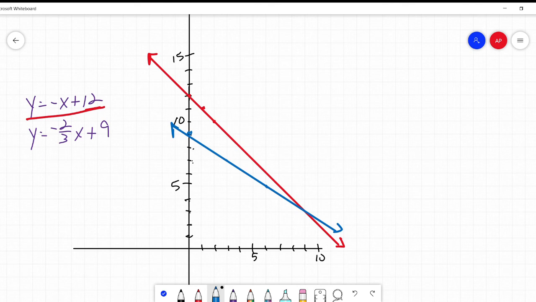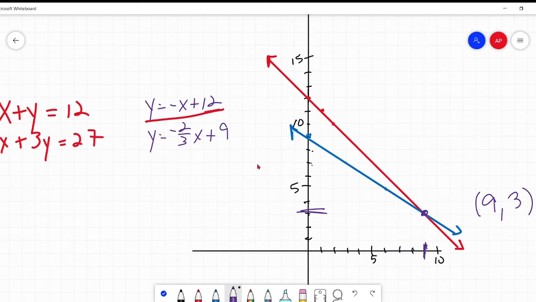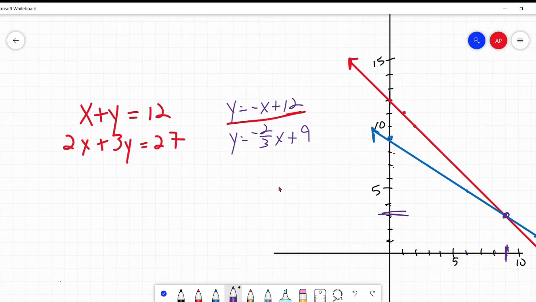Now, if I'm looking at this on graph paper, let's see, 5, 6, 7, 8, 9. There's my point of intersection. It looks like where x equals 9 and y equals 3. 9, 3. Let me check my original equations. Let's bring that over here.